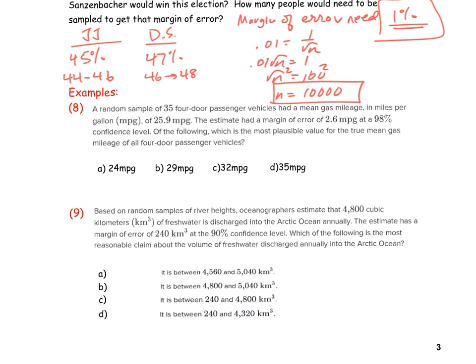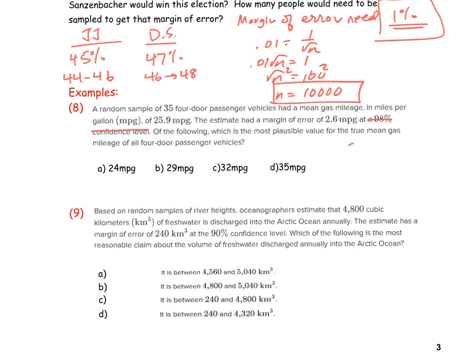So this is a good question, thinking about what a margin of error means. There's a lot going on with this question. It says 2.6 at a 98% confidence level. That doesn't really have any bearing on this. That's why I threw it at you, because we haven't talked about confidence levels, and that's more of a higher level stats kind of thing. But I want to talk about the margin of error being 2.6 miles per gallon.